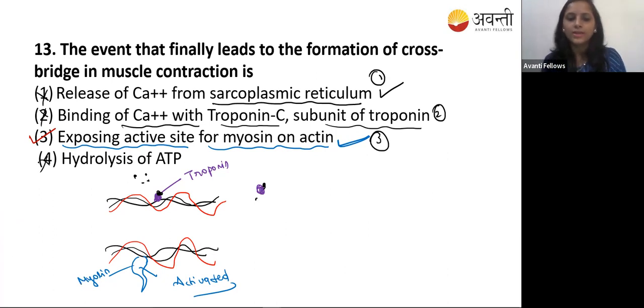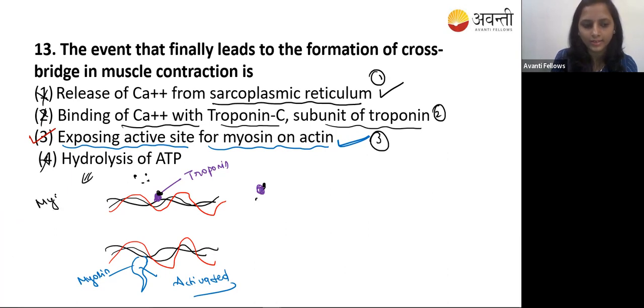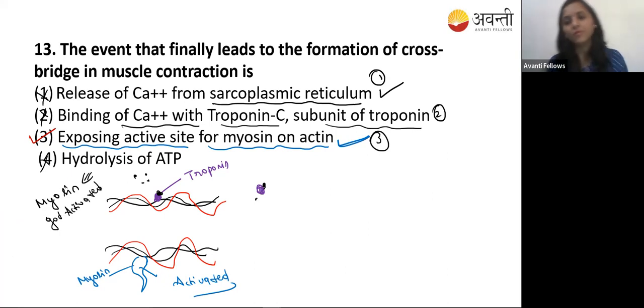Okay. So when the hydrolysis of the ATP happened, at that time only the myosin head got activated. Myosin got activated. It will happen before that only.